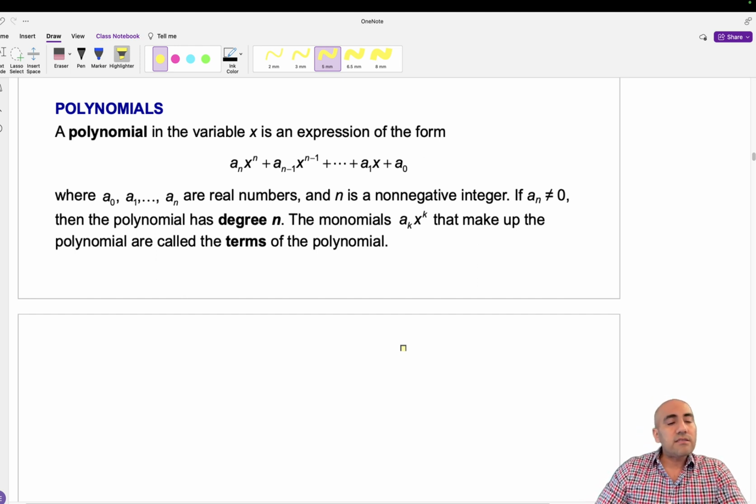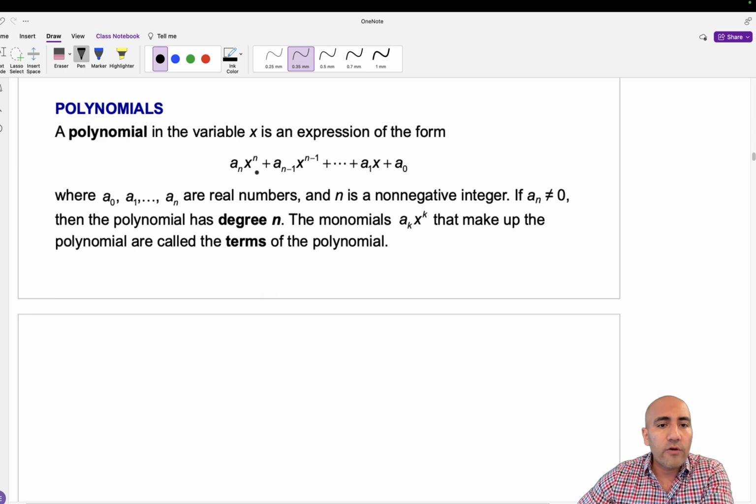This is where a sub naught, a sub 1, a sub 2, dot dot dot all the way up to a sub n are real numbers, and n is a non-negative integer. Again, that just means it's a counting number. It could be 0, could be 1, 2, 3, 4, right? Any positive counting number. If a sub n does not equal 0, then the polynomial has degree n. The monomials, a sub k, x to the k power, make up the polynomial and are called the terms of the polynomial. All right, let's do an example of what all this crazy stuff means.